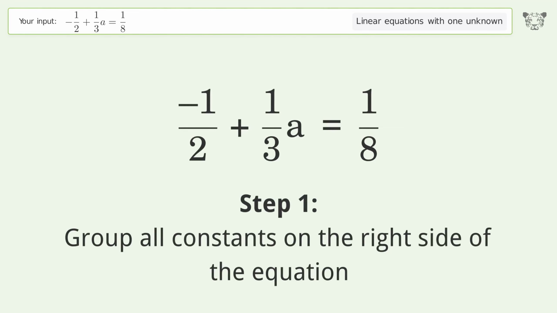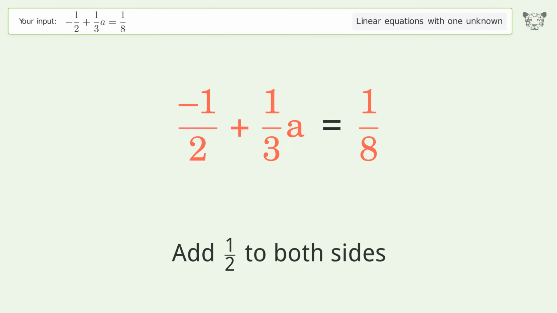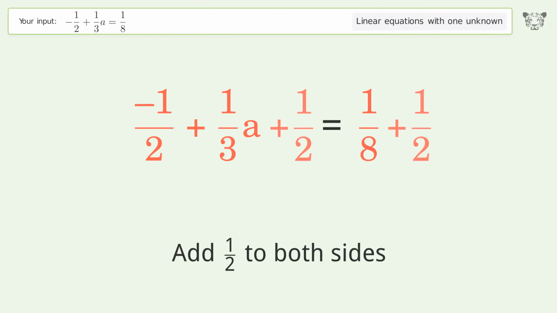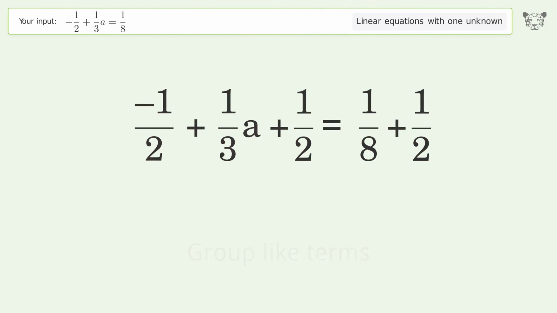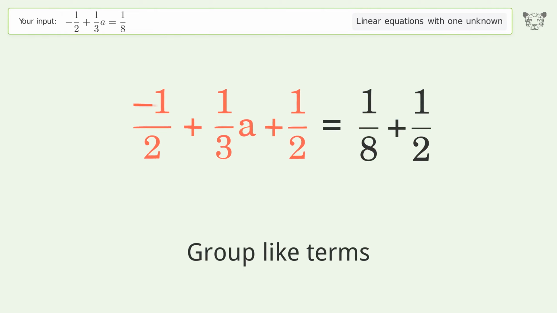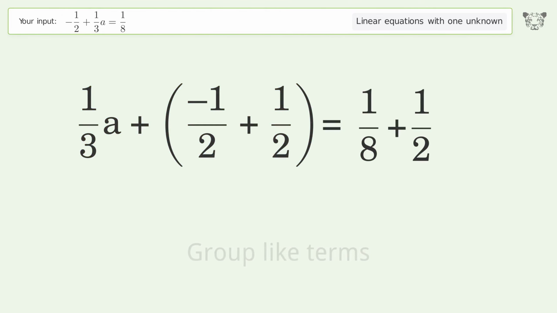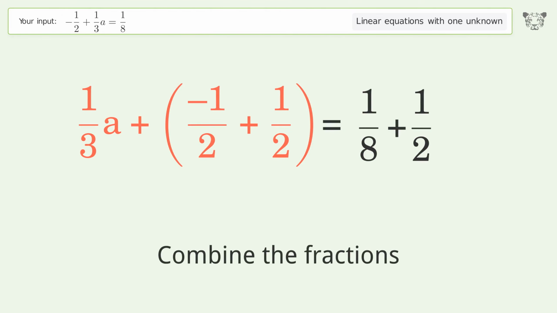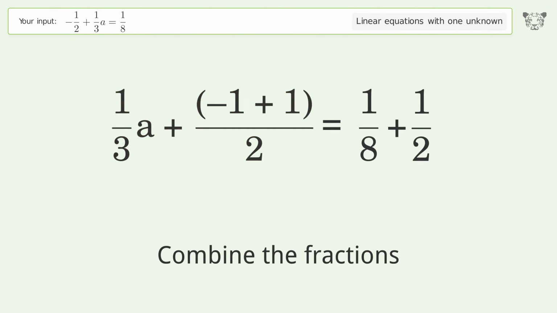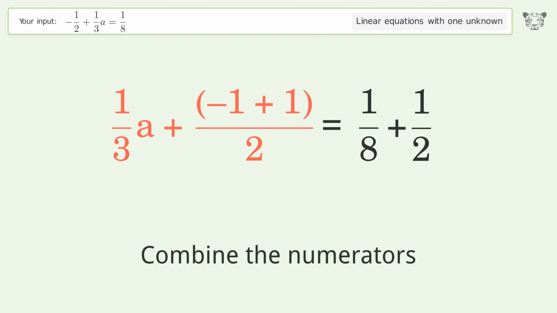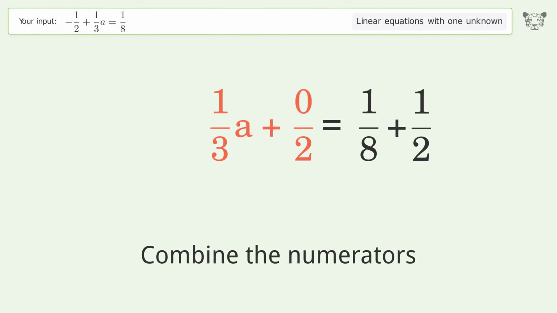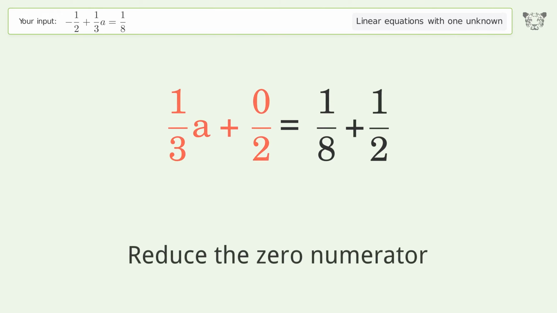Group all constants on the right side of the equation. Add 1/2 to both sides. Group like terms. Combine the fractions. Combine the numerators. Reduce the zero numerator.